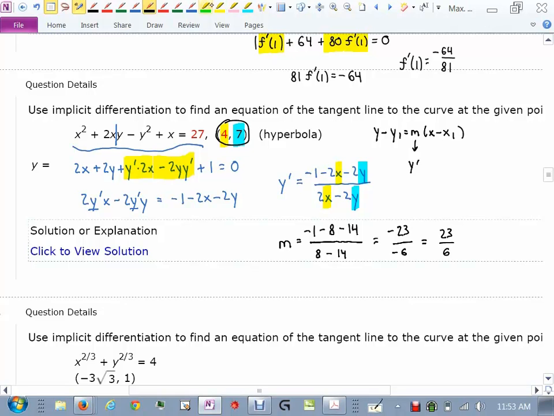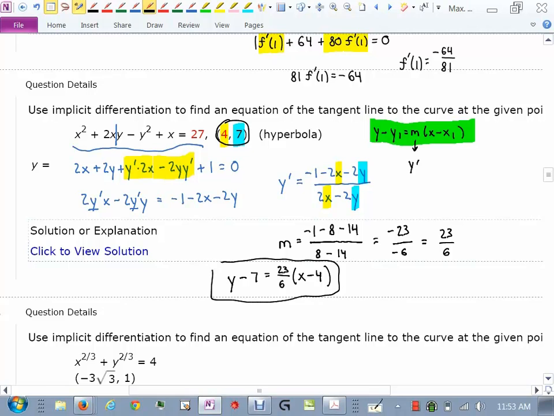So now we're ready to use our equation up here. So we get y minus y1, which in our problem is 7, equals 23/6 times x minus x1, which is 4. That should be it right there. That is the equation of the tangent line to that curve at that given point.